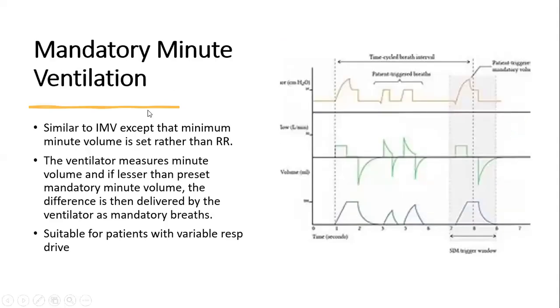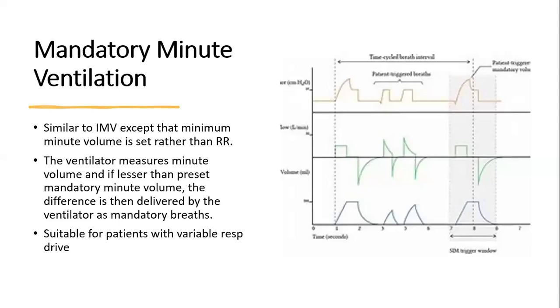Now, because of that, we have what they call mandatory minute ventilation. All right, this is similar to your IMV, the intermittent mandatory ventilation, but instead of setting the respiratory rate, you set the minute volume, which is the tidal volume times your respiratory rate. The ventilator measures the minute volume of the patient, and if it's less than what was calculated, it switches to mandatory minute volume. All right, and the ventilator delivers that volume.